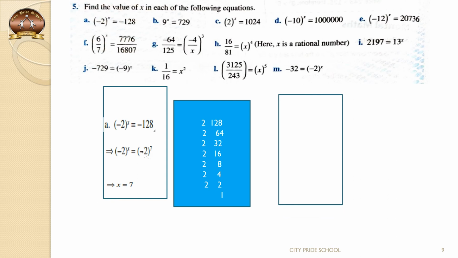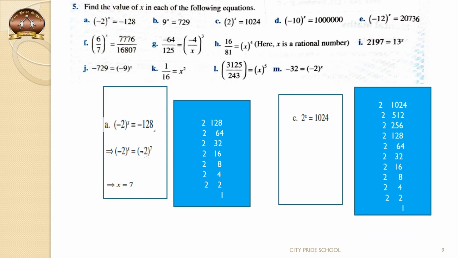Let us come to the next one. C1. We have 2 raised to x is equal to 1024. So I will find the prime factors of 1024 and write it in exponential form. So when I write in the exponential form, I can write it as 2 raised to 10. So here you can see the bases are same. So the powers can be equated. So I can say that x is equal to 10.